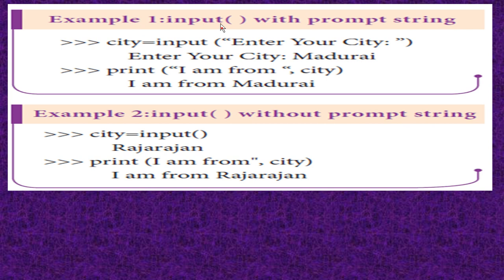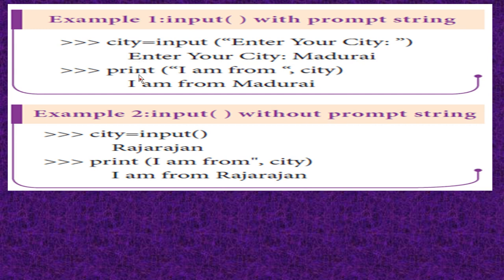Example 1, input with prompt string. Here the input function with prompt string. Input, enter your city. Now the prompt is given below, enter your city, followed by the value typed by the user, that is Madurai. Then this value is assigned to the variable city. Madurai is assigned to the variable city.